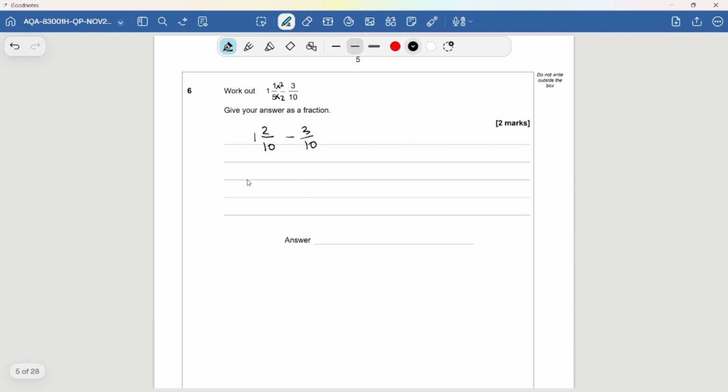Now 1 and 2/10 can be written as 1 plus 2/10, and there is minus 3/10 here. I'm trying to only focus on this part of the fraction. So 2/10 take away 3/10 gives me minus 1/10, and there is 1 here. So if you take 1/10 from 1, what do you remain with? You have 9/10 remaining.